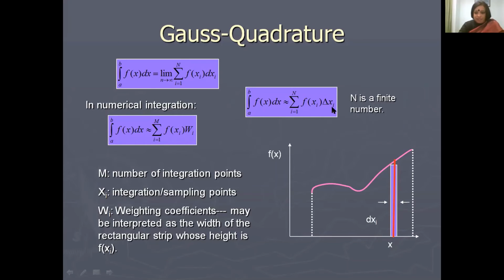So for example, this is delta xi. I no longer say that this is delta xi. I just say that at every point xi, there is a weighting function wi, and I will call that the weighting coefficient. So you can interpret it as the width of the rectangular strip whose height is f(xi). Just as I said, delta xi could be the width of the strip, and multiplying f(xi) by this width of the strip should give you the area of this blue region. So you can interpret it like this. It is somewhat analogous.